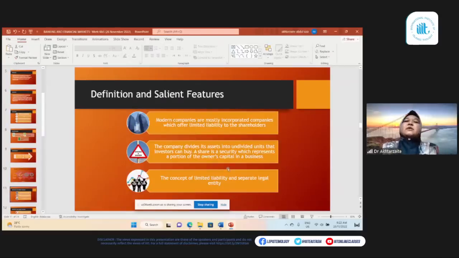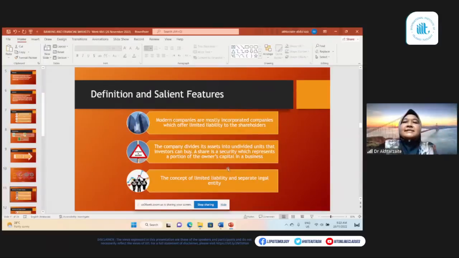Modern companies are mostly incorporated companies, companies which offer limited liability to the shareholders. Most companies are public or incorporated companies. One of the features of shares is that the liability of the shareholders is different from the liability of the company. This is what we call the separate legal entity. Later on, we will talk about it. So modern companies offer the public the chance to participate in their investment, giving limited liability to the shareholders.